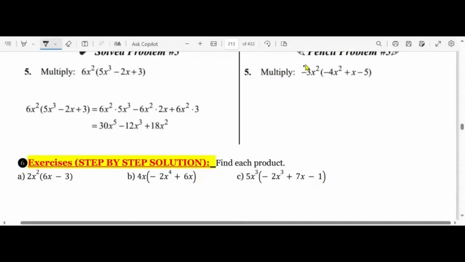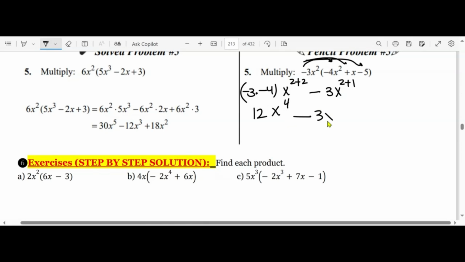So I'm going to distribute this how many times? Twice. Negative 3 times negative 4, how much? 12. X squared times x squared? X to the 4. And then you have minus 3x to the power of 2 plus 1. That's how much? And then finally, it's going to be negative 3 times what? 5. X to the power of what? 2. Is it going to be negative or positive? Positive. So it's 15x squared. Easy as easy.